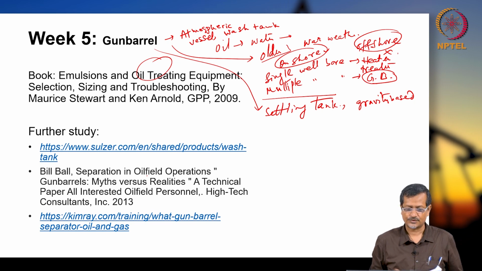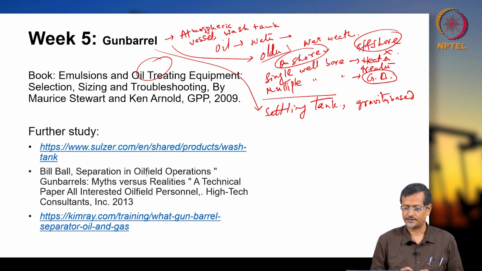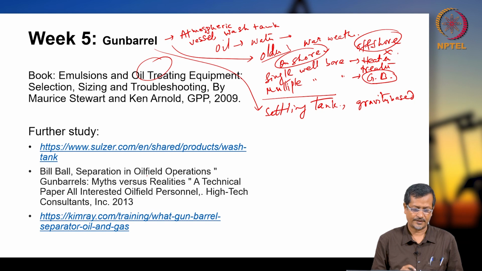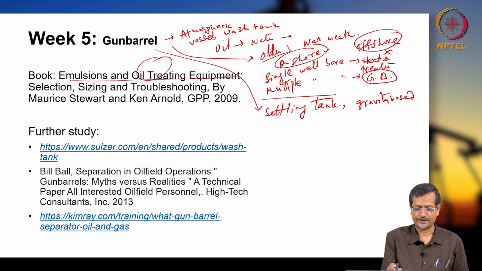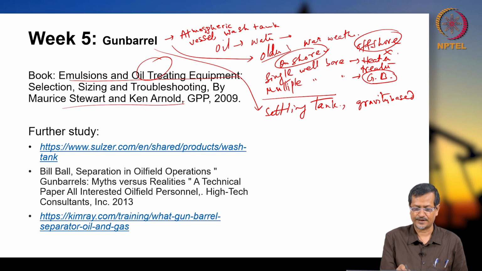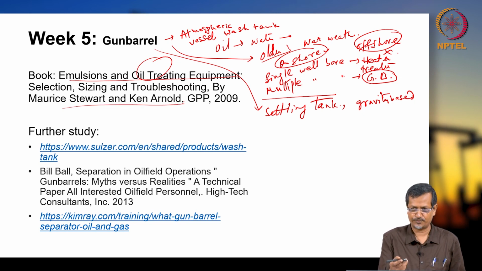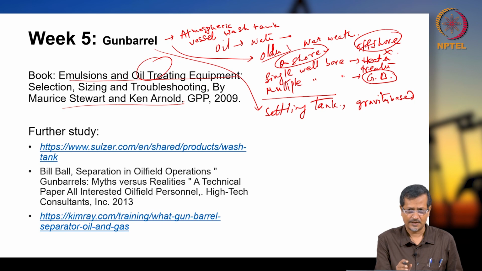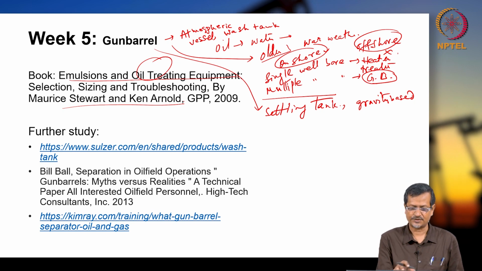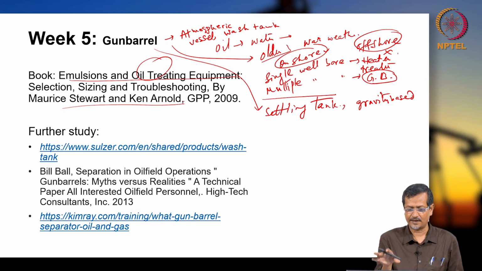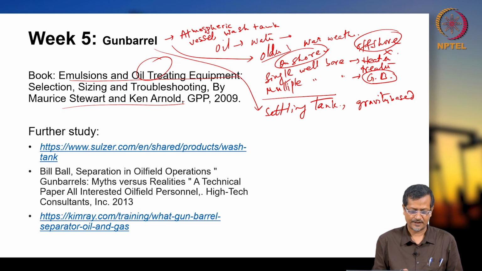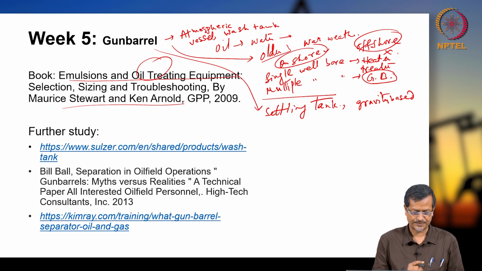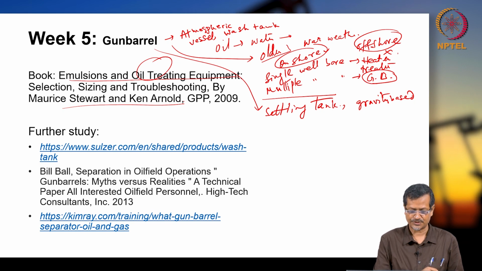The content of this topic, whatever I am covering, I have taken basically from this book, Emulsion Oil Treating Equipment, Morris Institute, Kenalon. There is another book, Surface Production System Operation, volume 1, which I am using for other lectures. For this gun barrel I am basically using this book. And some other extra material you can get from Sulzer, this website, and there is one article on oil field separation operation, you can go through this.